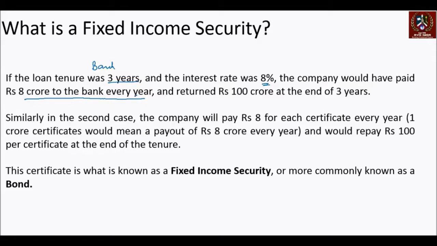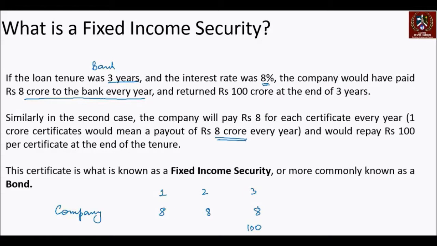Now, in the second case, the company will make a payment every year to each investor. Each investor who holds a certificate in year 1, 2, and 3 will get a payment of rupees 8. Why 8? Because each certificate is worth 100, right? And because there are 1 crore certificates, the total payout will become 8 into 1 crore, which is 8 crore, right? In the third year, you pay 100 per certificate. Again, 1 crore certificates, which means 100 crore.